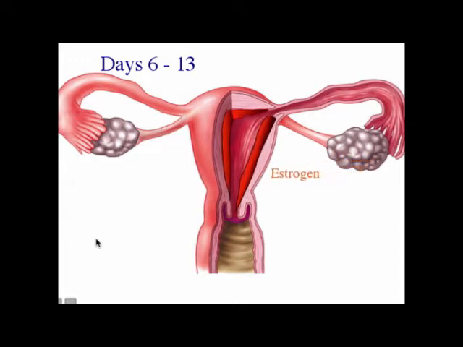That's called the proliferative phase in the uterine cycle. Remember, the uterine cycle is what's going on in the uterus. The proliferative phase is exactly that, where a new endometrium is growing thanks to that estrogen hormone coming from the follicle.